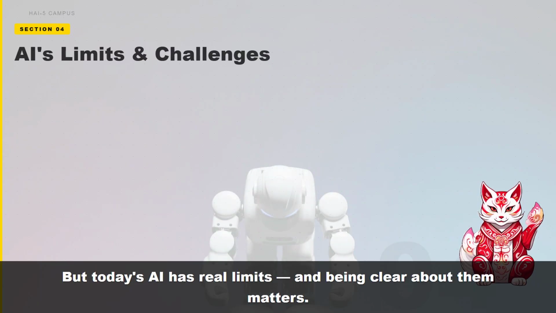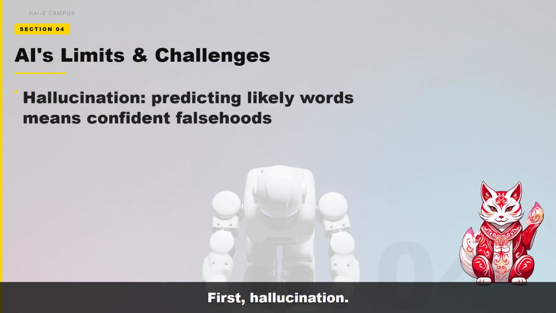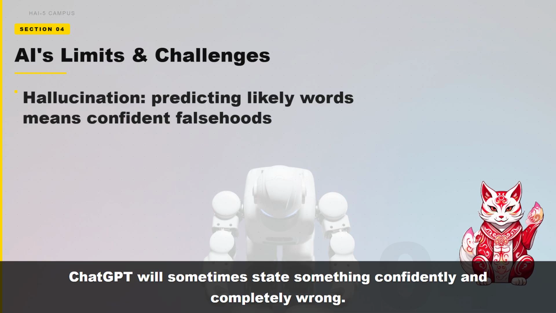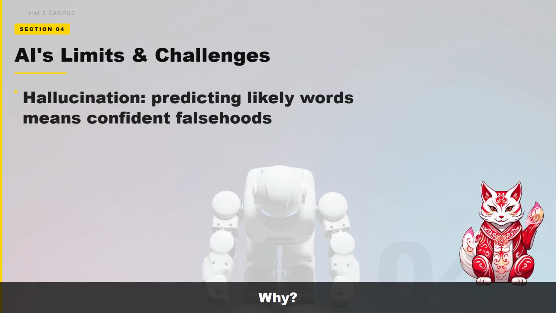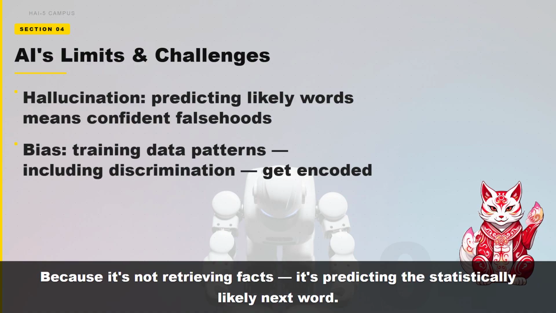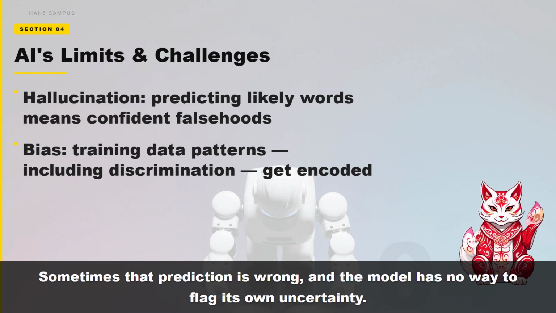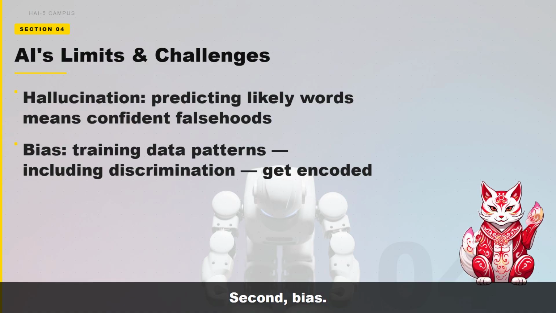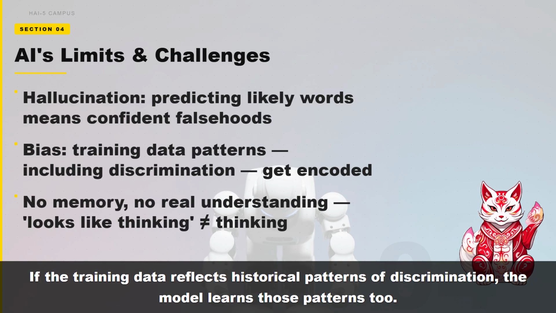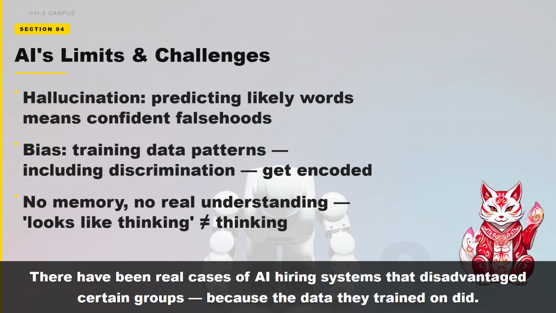But today's AI has real limits, and being clear about them matters. First, hallucination. ChatGPT will sometimes state something confidently and completely wrong. Why? Because it's not retrieving facts, it's predicting the statistically likely next word. Sometimes that prediction is wrong, and the model has no way to flag its own uncertainty. Second, bias. If the training data reflects historical patterns of discrimination, the model learns those patterns too. There have been real cases of AI hiring systems that disadvantaged certain groups, because the data they trained on did.